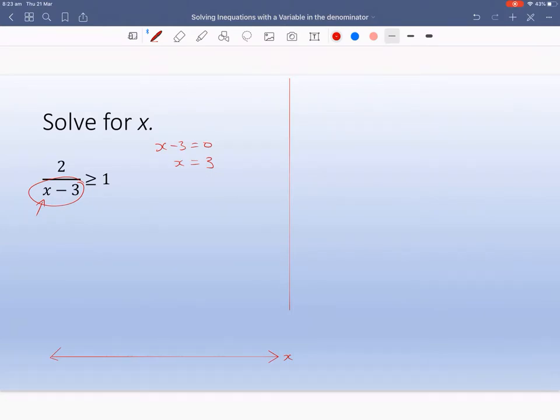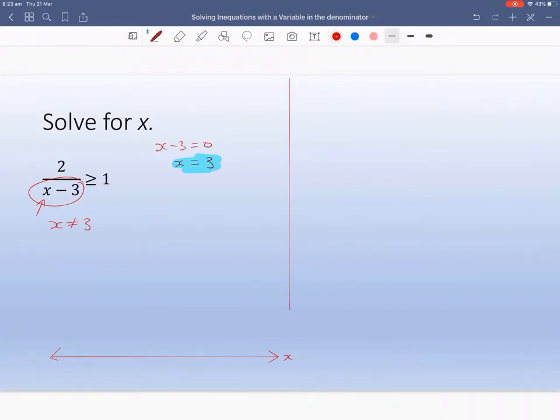So what we're going to do is put that somewhere in the number line. I'm not going to put a number line yet because I don't know what other critical values I'm going to get. So we're going to write x cannot be equal to 3. Okay, so that's our first critical value here, but in terms of our solution, x cannot be equal to 3.